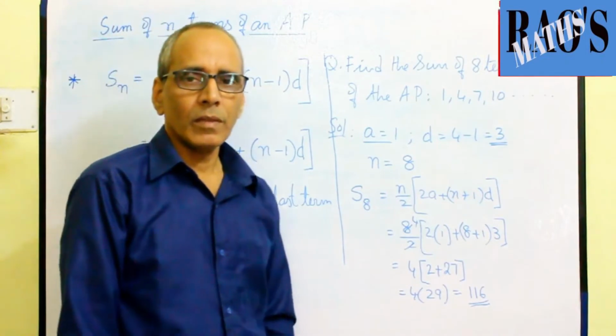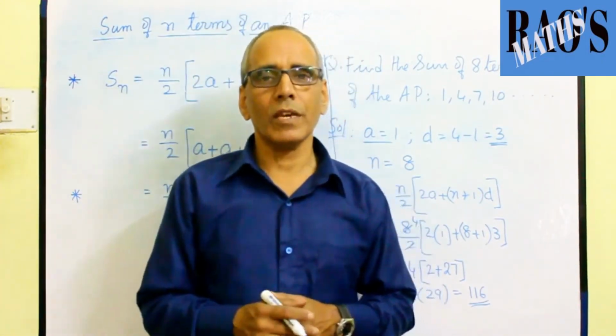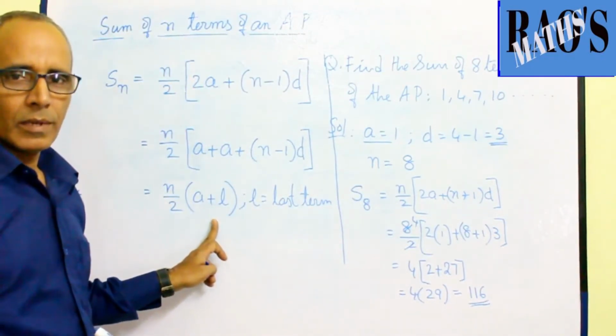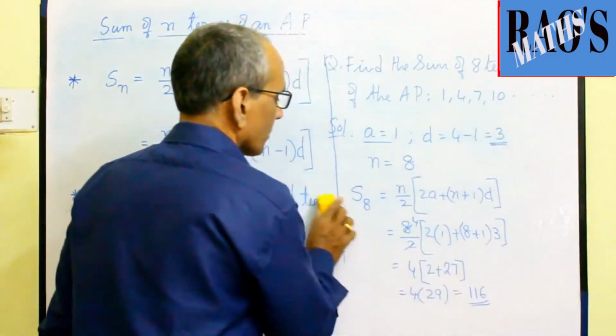Very simple. If we have a and L, that is the first term and last term of AP, we use this rule. Let's solve one question where a and L are known.